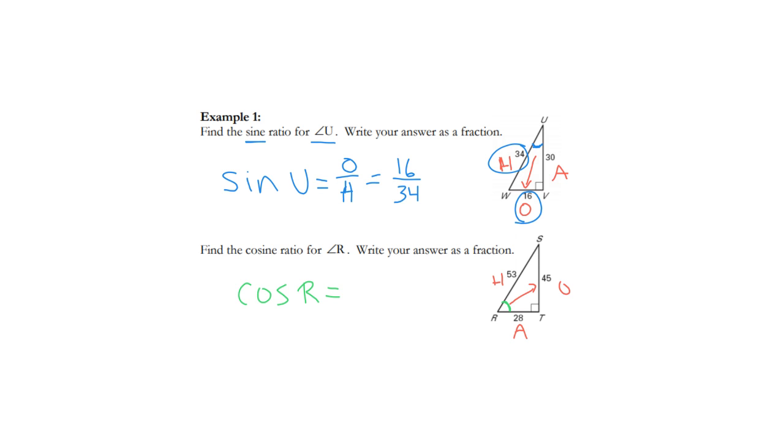So cosine. Well, cosine is the adjacent side over the hypotenuse. CAH, right? CAH. The adjacent side is 28, and the hypotenuse is 53.